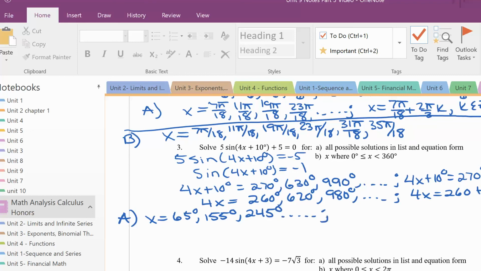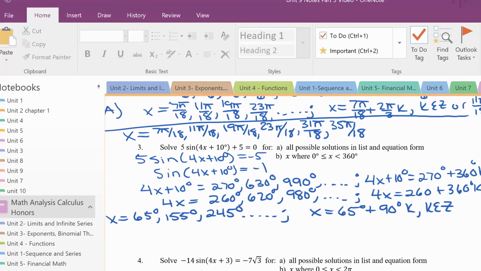So there's your list. And then your equation, x is equal to 65 degrees plus 90 degrees times k, where k is an integer. So that's part A.